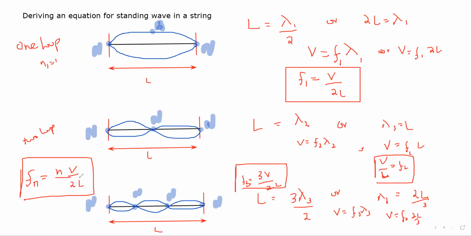So we have this formula Fn is equal to nV over 2L for a wave in a string, or we can say V, the speed, is equal to 2L Fn divided by n. The speed of a wave in a string is given by two formulas. The first formula, which we just derived, is that the speed of the wave is equal to 2L Fn divided by n, where n means the number of loops.